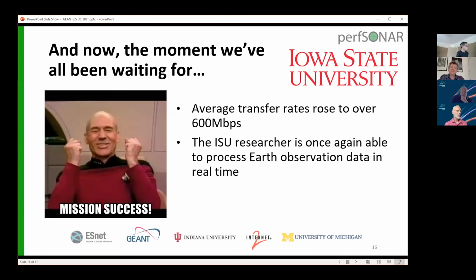Average transfer rates for our researcher are now consistently over 600 megabits per second. And he, once again, can finally access his real-time data. And since he has more than the 320 megabits he was hoping for, he can get the highest resolution, best quality data possible, as opposed to at 80 megabits, he really was still sort of limited in his research and how he could proceed with that.